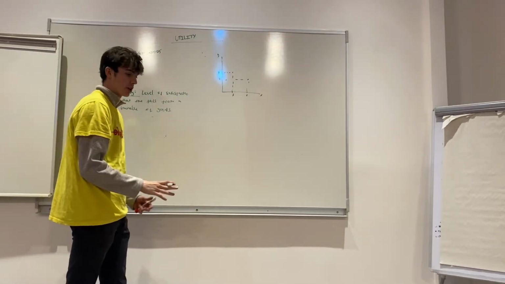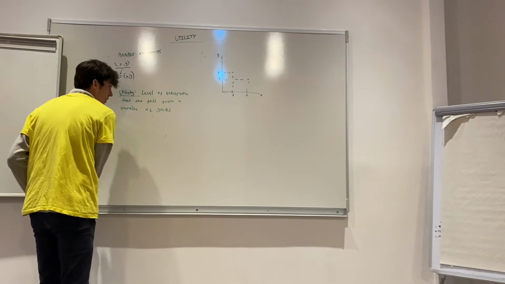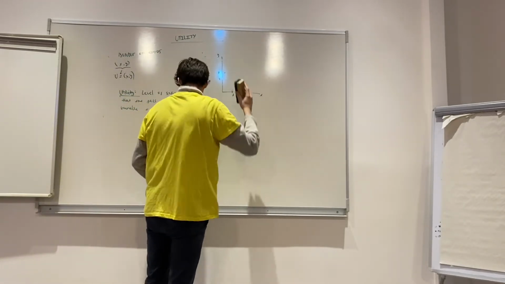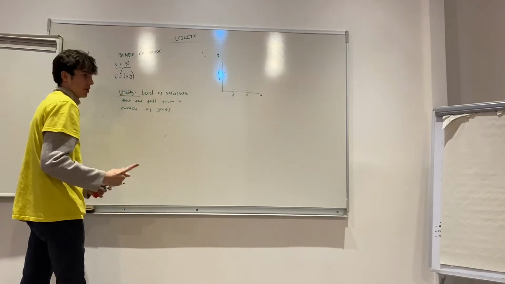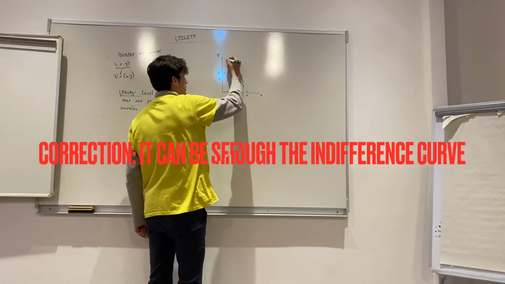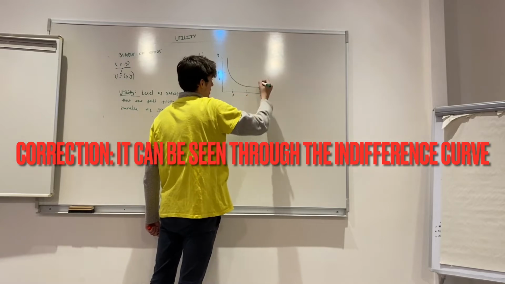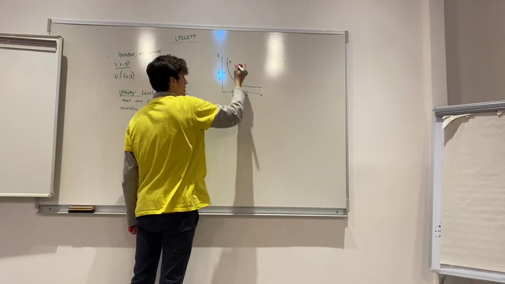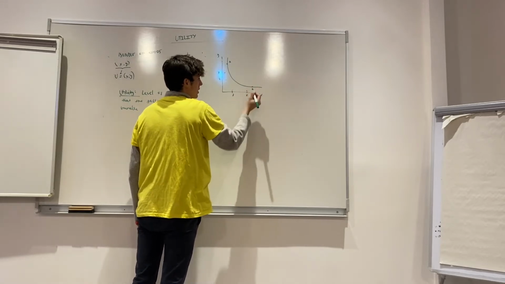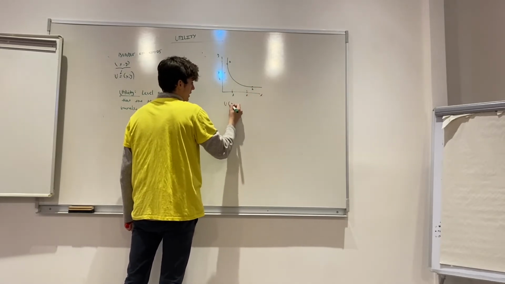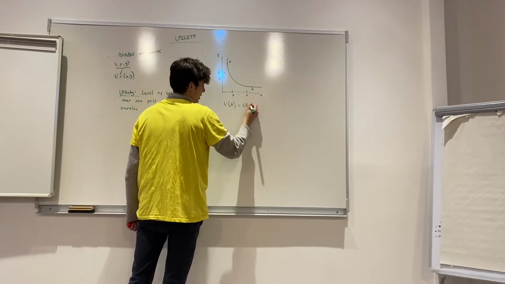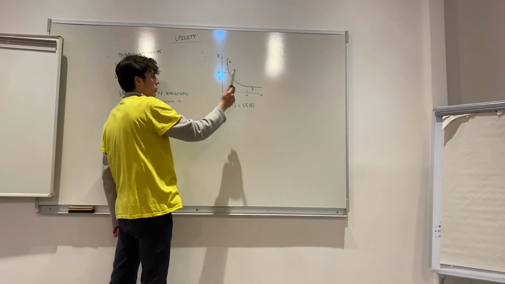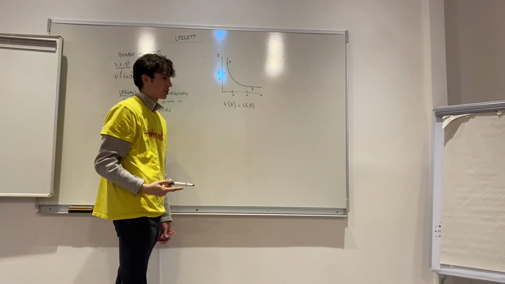All these bundles have different utilities depending on the utility function. However, different bundles can have the same utility. You see here this point A and this point B. The utility at A and the utility at B is equal. So basically, whether you buy this or this, you will get the same satisfaction.